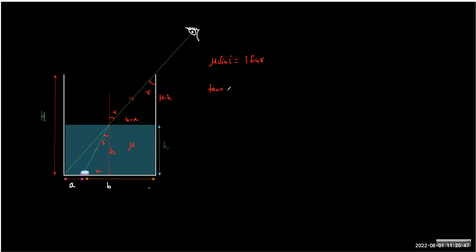So tan r will be (a plus b) by H, which is also the same as (b minus x) by (H minus h). Am I right? Yes. If you look at the bigger triangle, the initial direction given, the green line. So tan r is known to us in advance, which will give you b minus x equals (H minus h) by H into (a plus b), which is entirely constant.